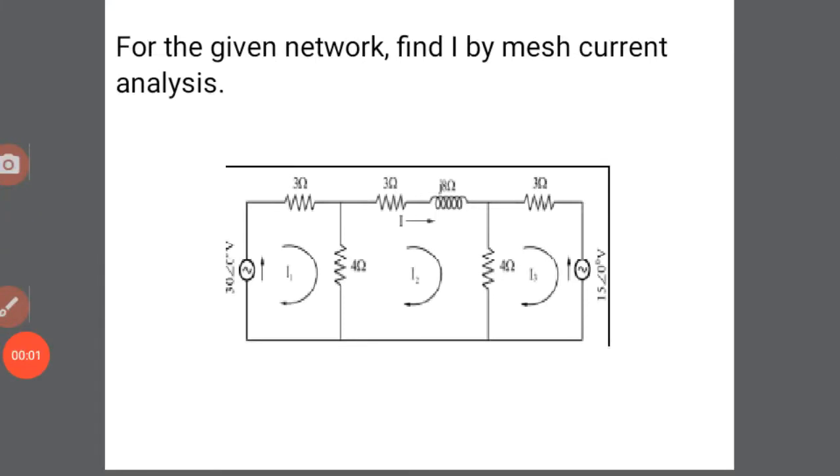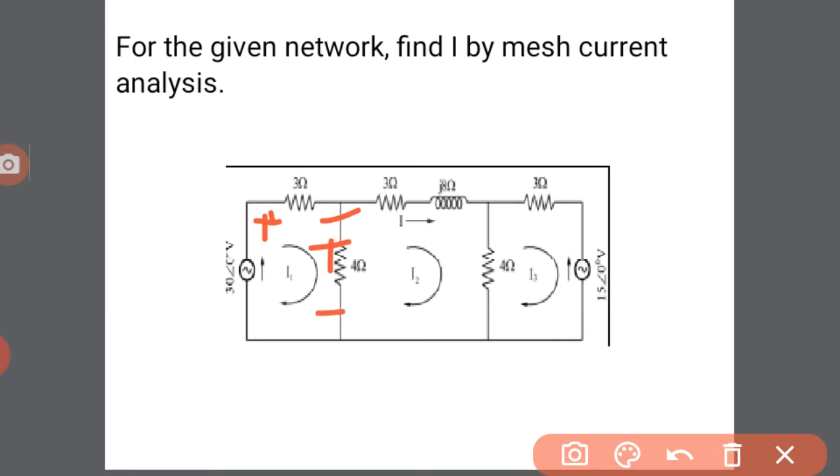So in this example, you have to find the current flowing through a circuit. First, write down the mesh current equations. For the mesh current equations, we have to choose the direction of flow of current, that is plus minus, plus minus. From this, write the mesh current equations.